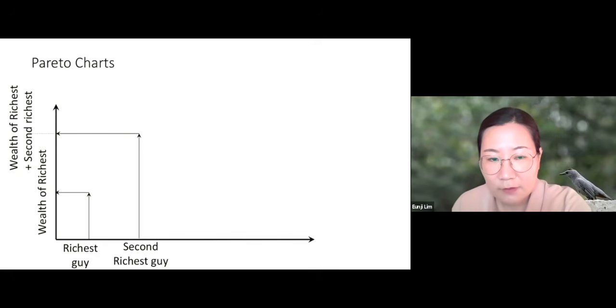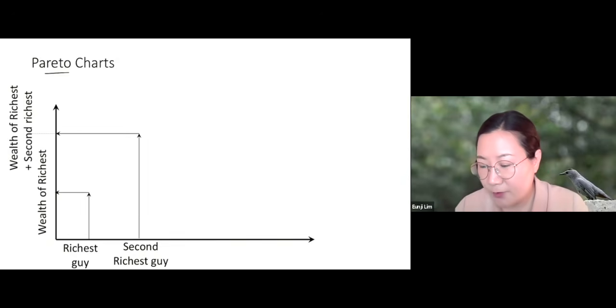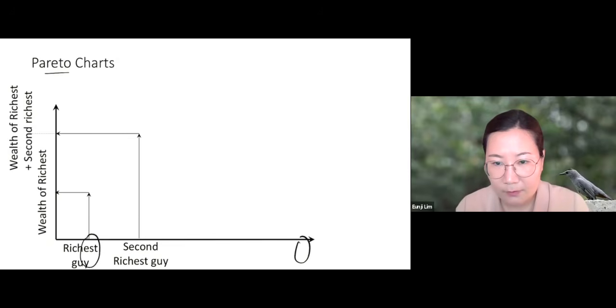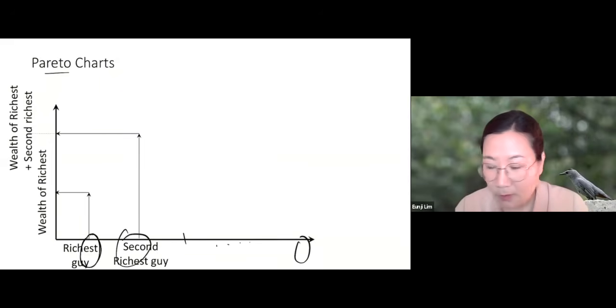Now the next one is something called the Pareto chart. Pareto was an Italian economist, and he studied the way money is distributed among people. He realized that not everyone is as rich as the others. So he drew the following graph. On the x-axis, he listed all the people from the richest person to the poorest person. So this is the richest guy, this is the second richest guy, and so on. On the y-axis, he put the cumulative wealth.